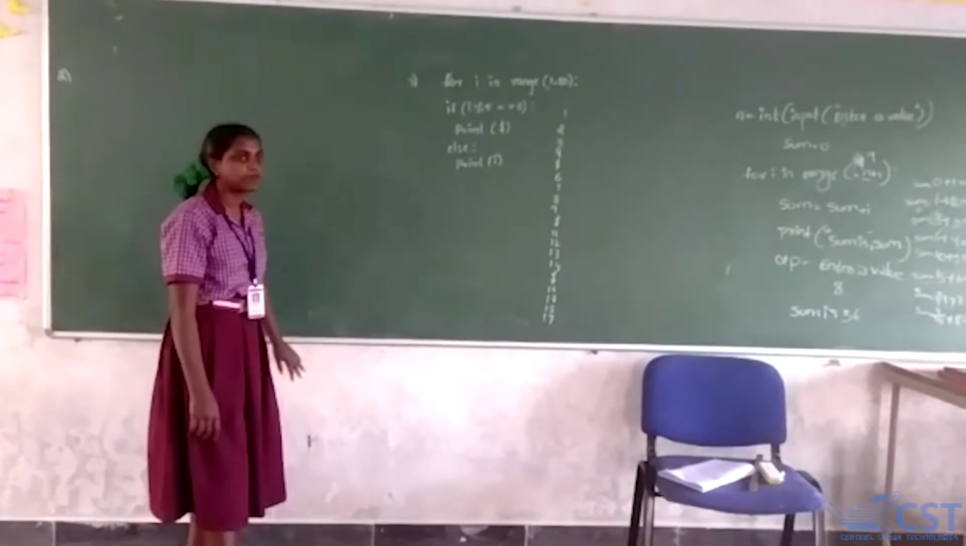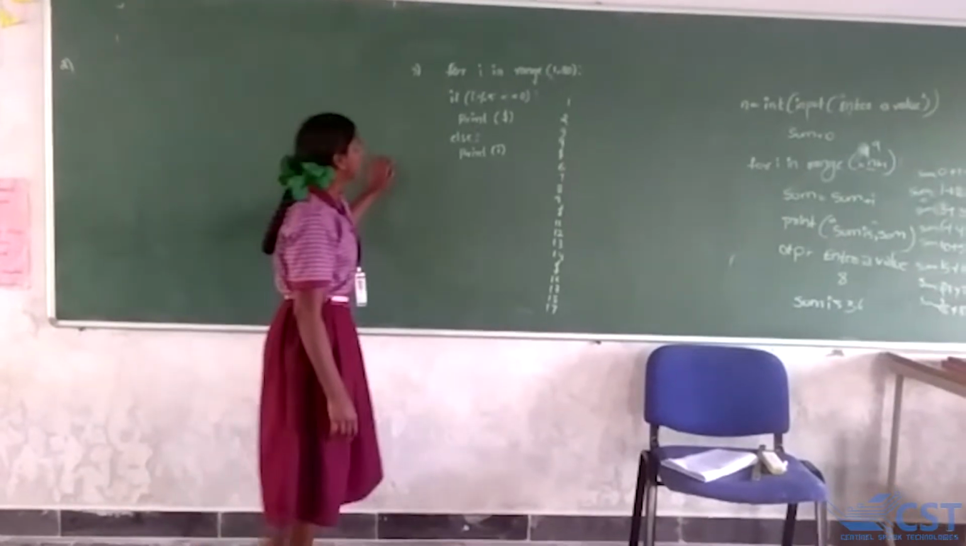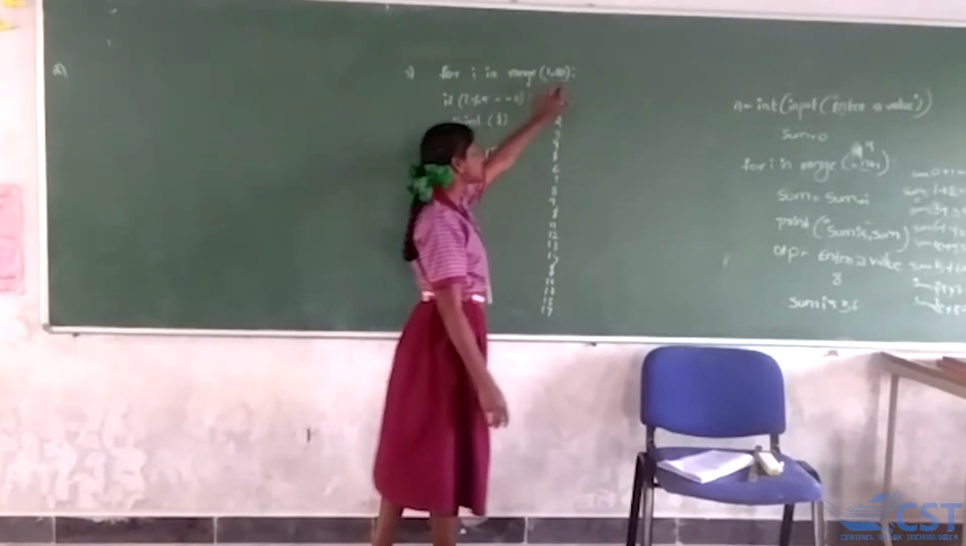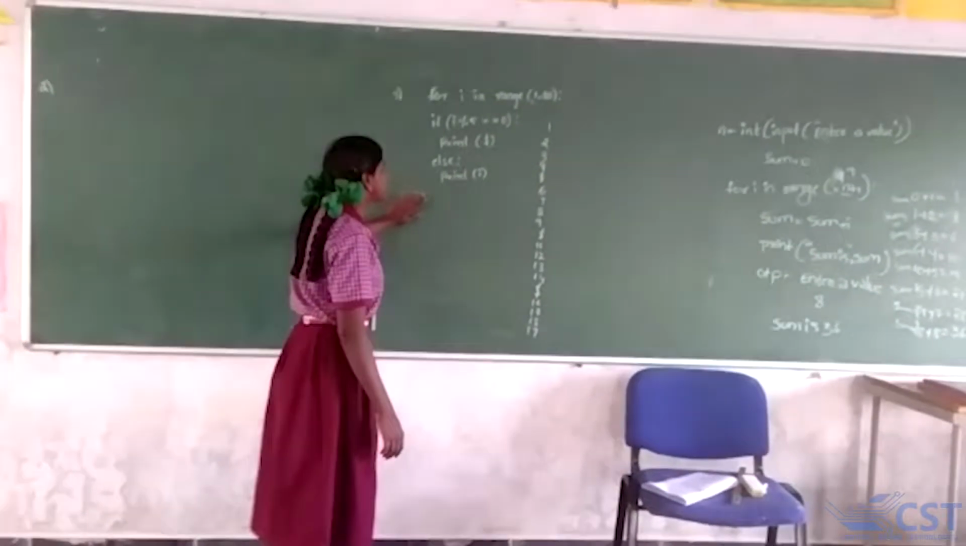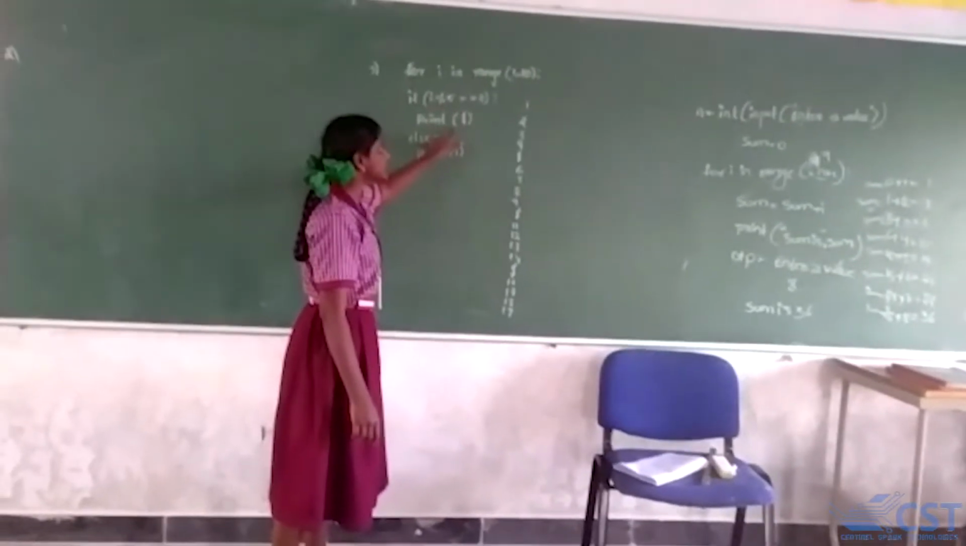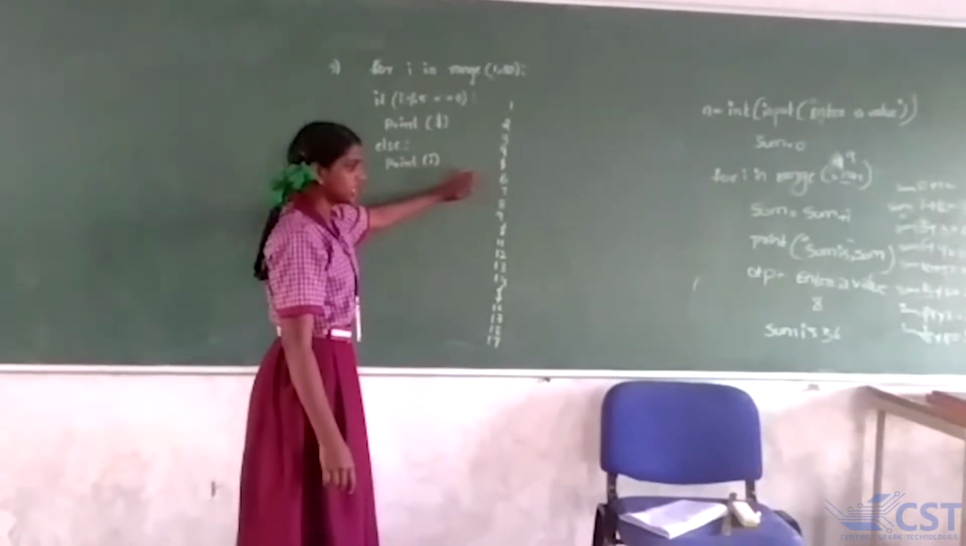Now I am explaining about loops in Python. First, I want to print 1 to 20. In 1 to 20, the number which is divisible by 5, in that place we will write as dollar.